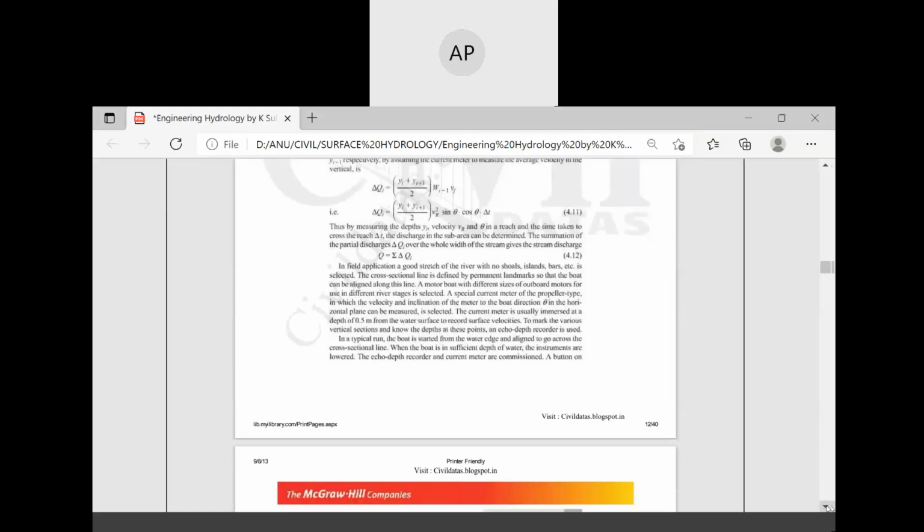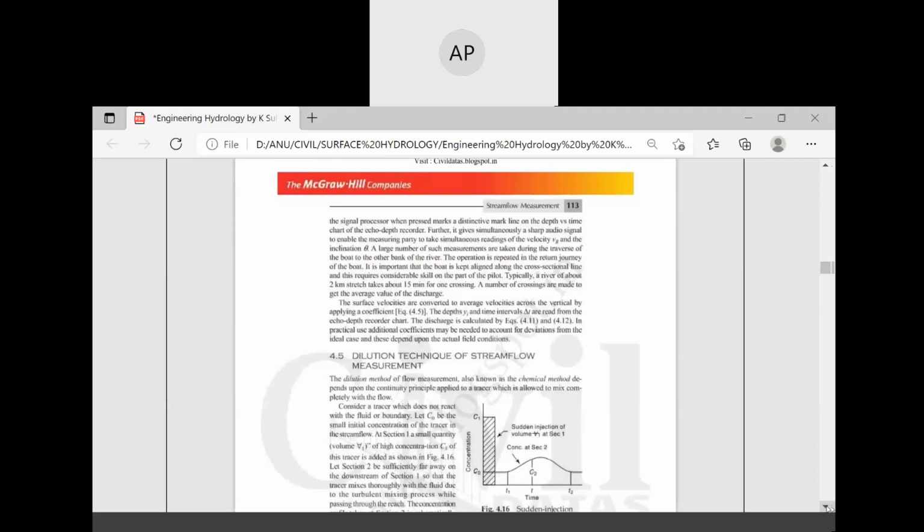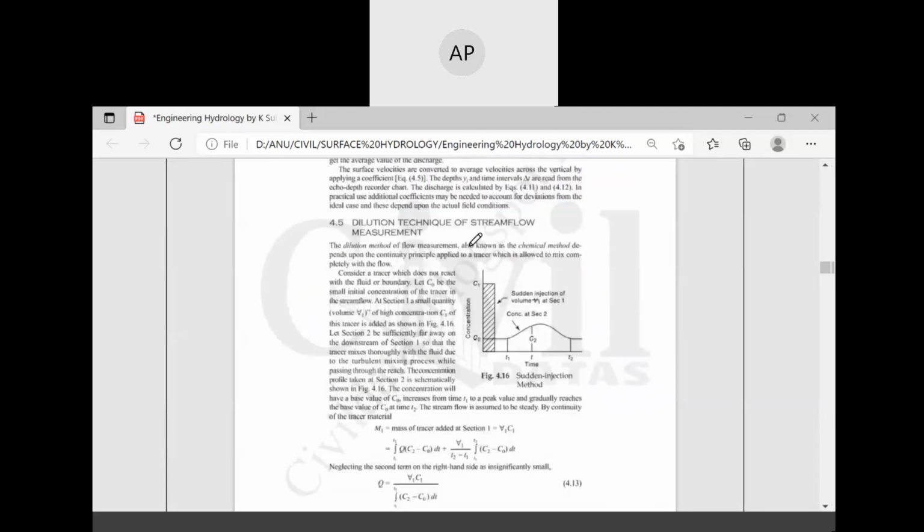Next, dilution techniques of stream flow measurement. The dilution method of flow measurement is also known as chemical method. Okay. So here consider a tracer which does not react with the fluid or boundary. Let C0 be the small initial concentration of the tracer in the stream flow. At section 1, a small quantity of volume of high concentration C2. Okay, sudden injection method.